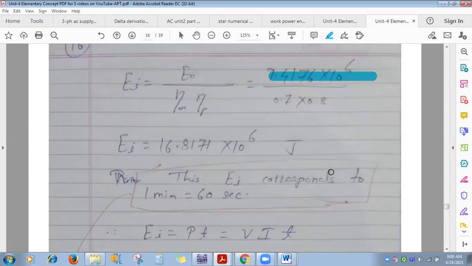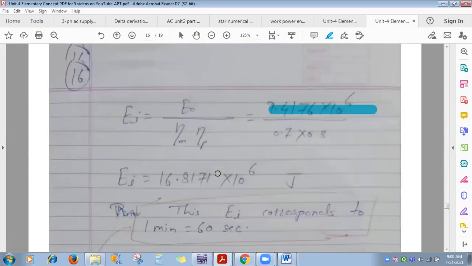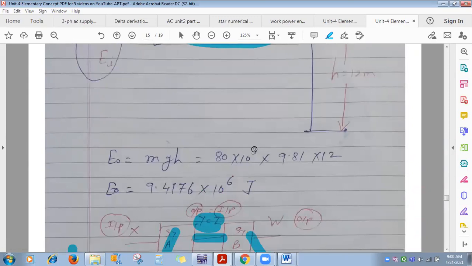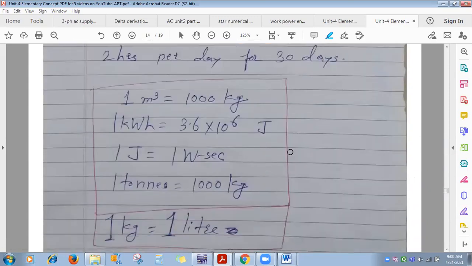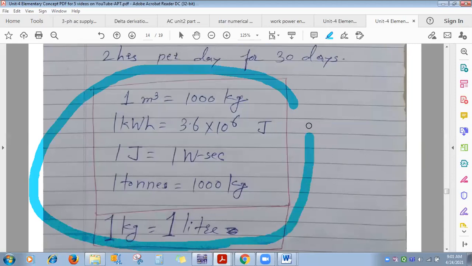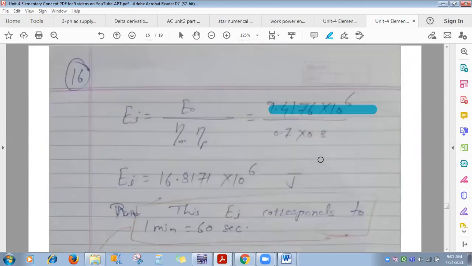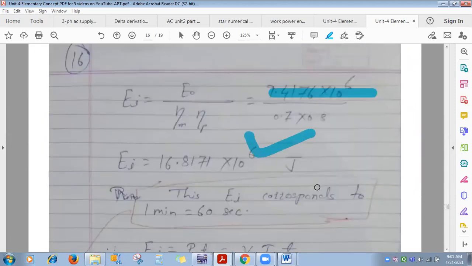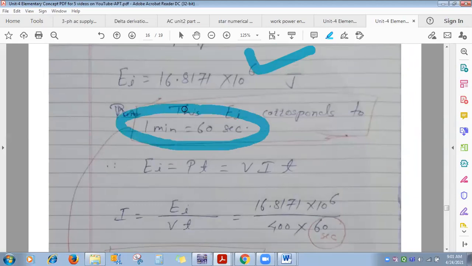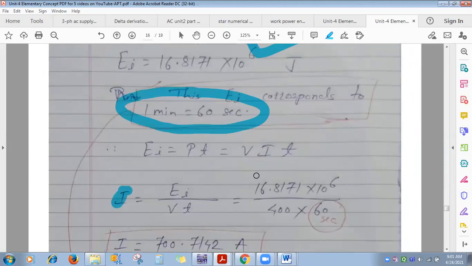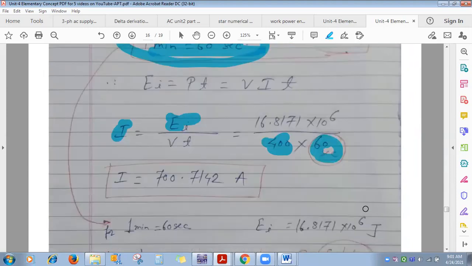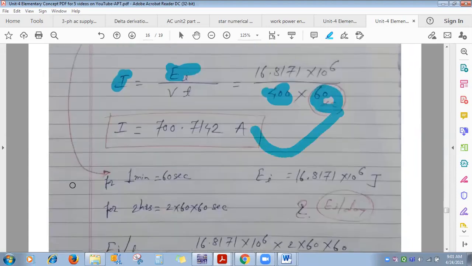So output in joule we have calculated right now using mgh. m must be in kg, given in meter cube, multiplied by 10 to the power 3. Again I am repeating, all these relationships you keep in your mind, mug it up. You have to use them while solving numericals. And the next one is energy in joule you will get. So this is in 1 minute, that is 60 seconds. Energy in joule you know, voltage you know, and this is the energy for 1 minute, given in the numerical as 1 minute, that is 60 seconds. Using this, you can calculate the current.